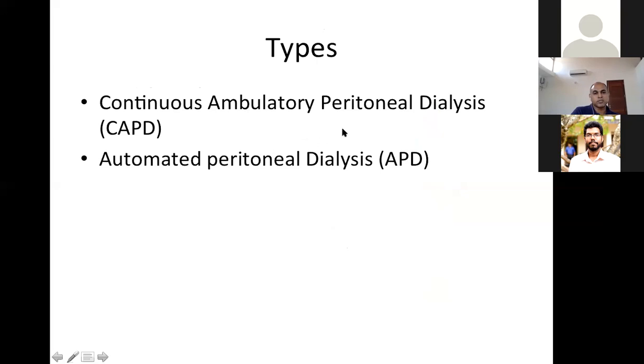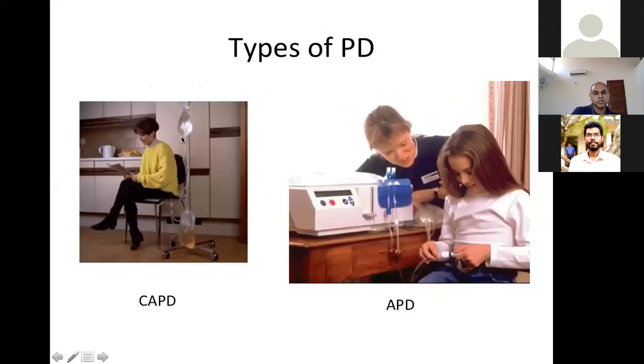One is this continuous ambulatory peritoneal dialysis, which I have showed you. The other one is automated peritoneal dialysis, where they use a machine. So in continuous ambulatory peritoneal dialysis, the patient connects the bag into the peritoneal cavity, and then they disconnect the bag, and wait for about 4 to 6 hours, then come back and connect to the drainage bag and drain the fluid. So they do it manually.